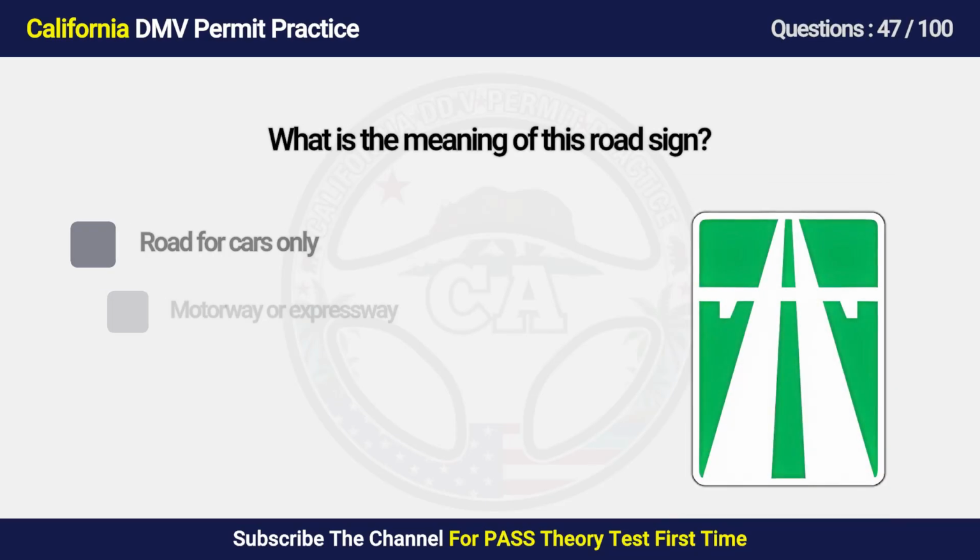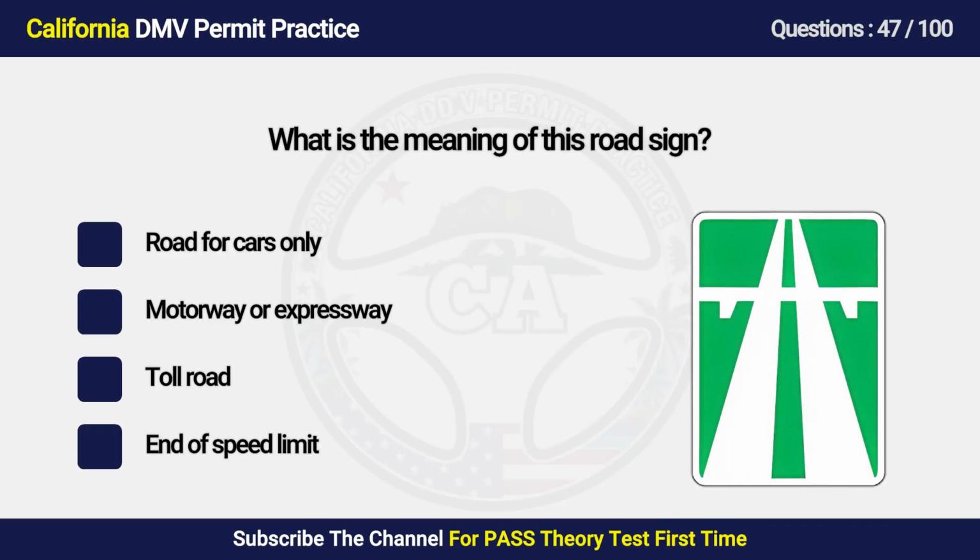Question 47. What is the meaning of this road sign? A. Road for cars only. B. Motorway or expressway. C. Toll road. D. End of speed limit.